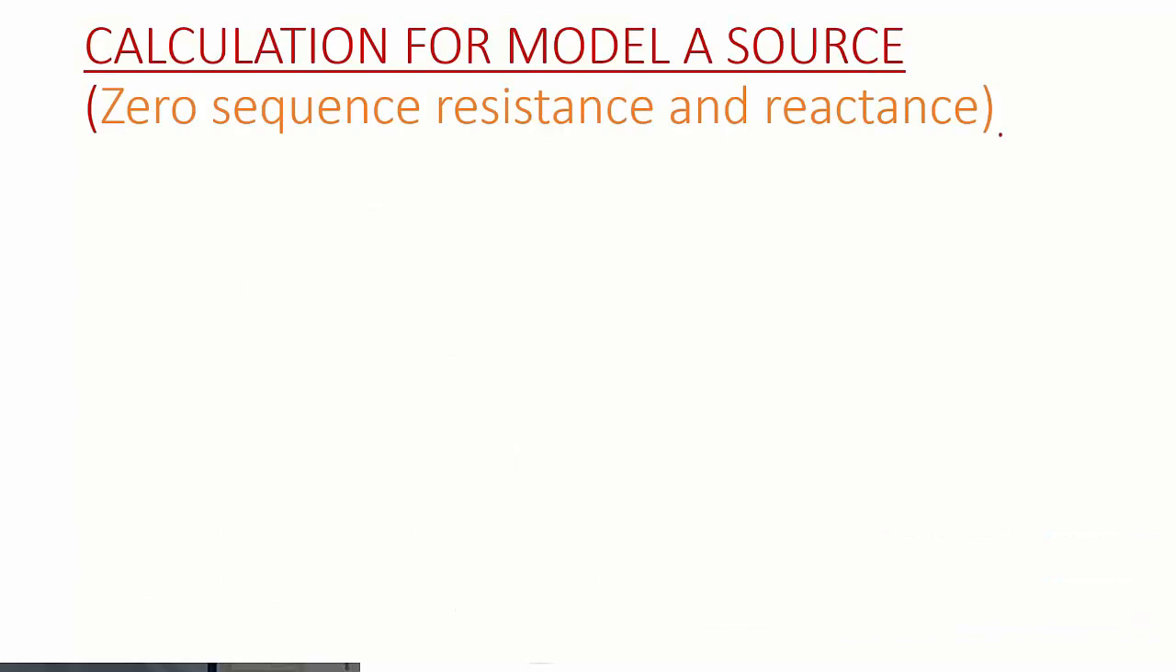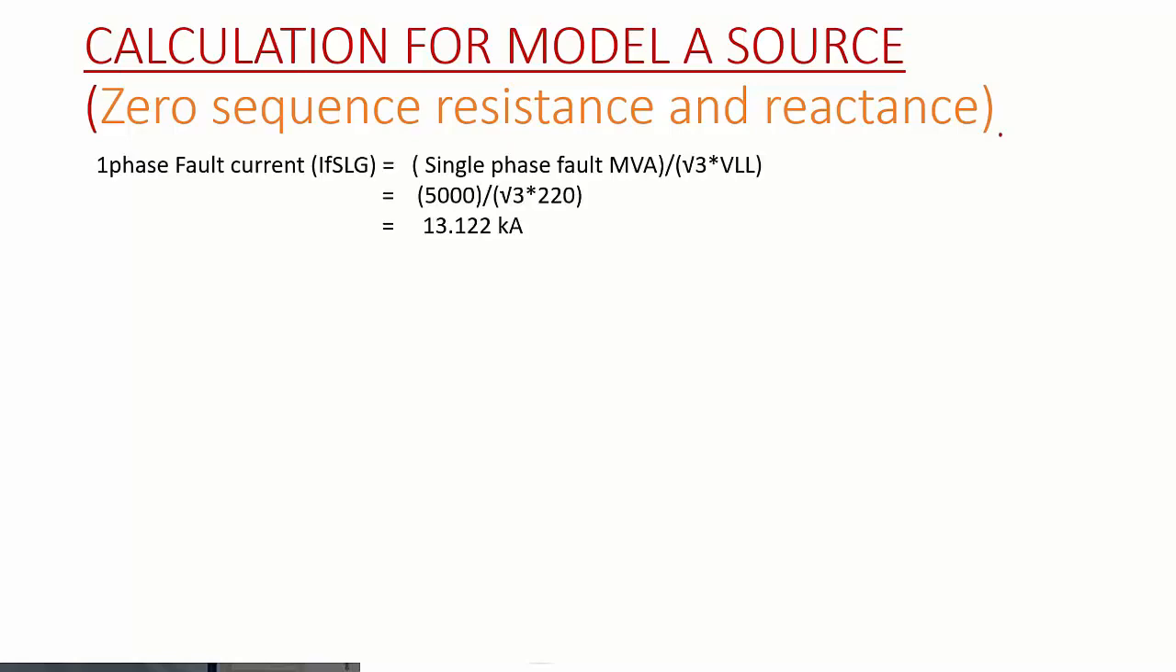Then, in addition to positive sequence impedance, as I mentioned earlier, we are supposed to find out zero sequence impedance, that is, zero sequence resistance and reactance. In order to calculate zero sequence impedance, we need the single phase fault current. The single phase fault current may be computed from single phase fault MVA and line-to-line voltage. Substitute those values in this formula and find out the single phase fault current as 13.122 kiloamps.